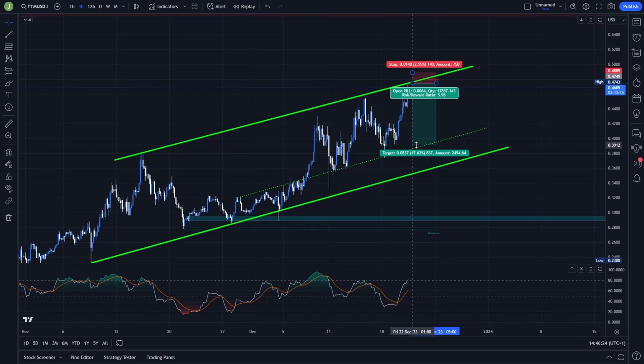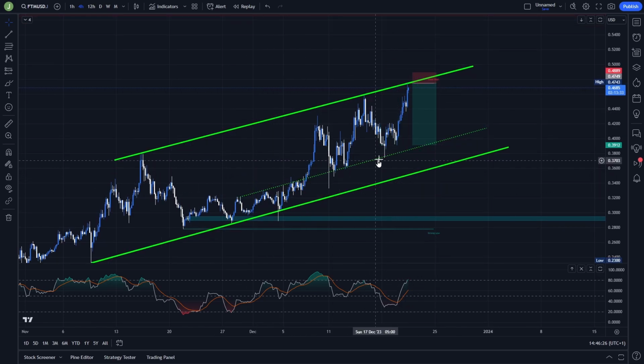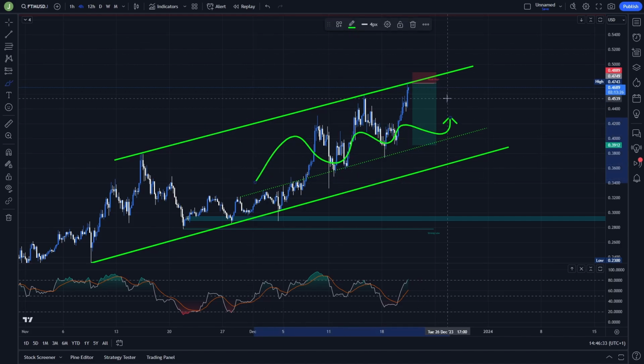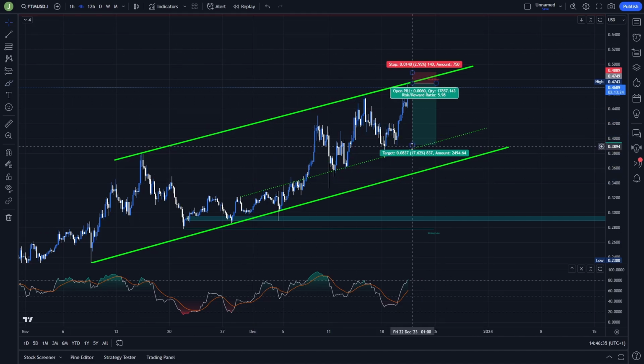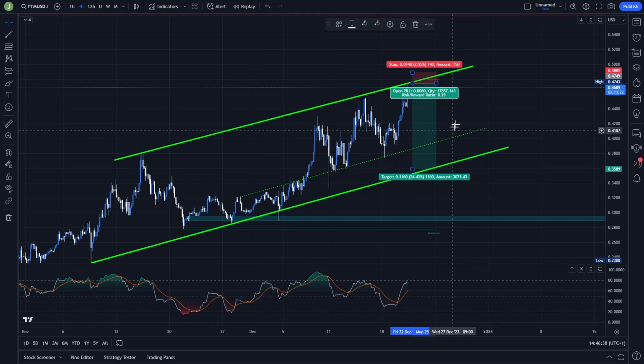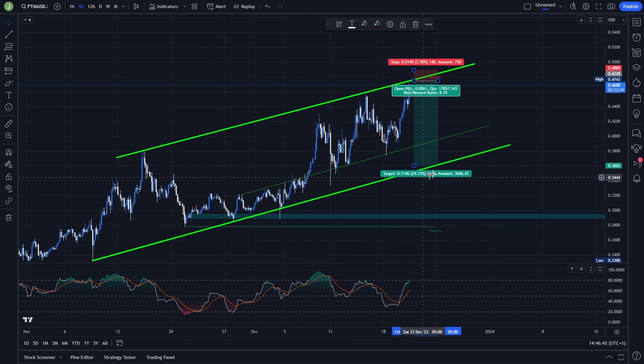The last take profit target you can put either above the support line of this smaller rising wedge, or you can put it at this next support line. If you choose this lower support line, the risk reward ratio will be around 8.1, which in my opinion is pretty good.